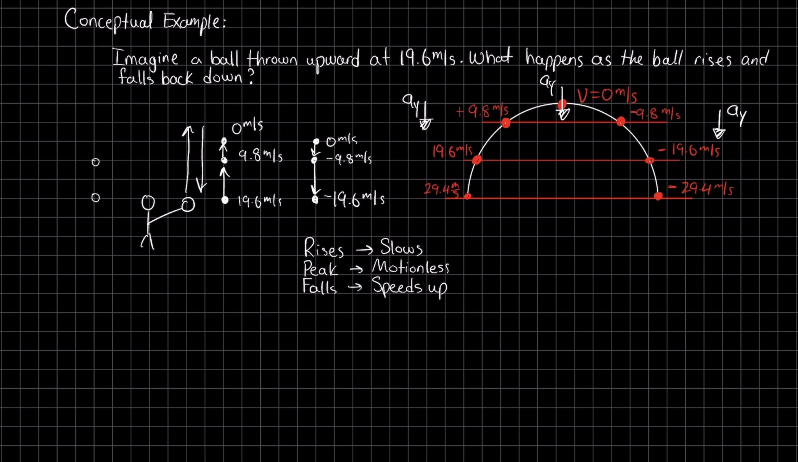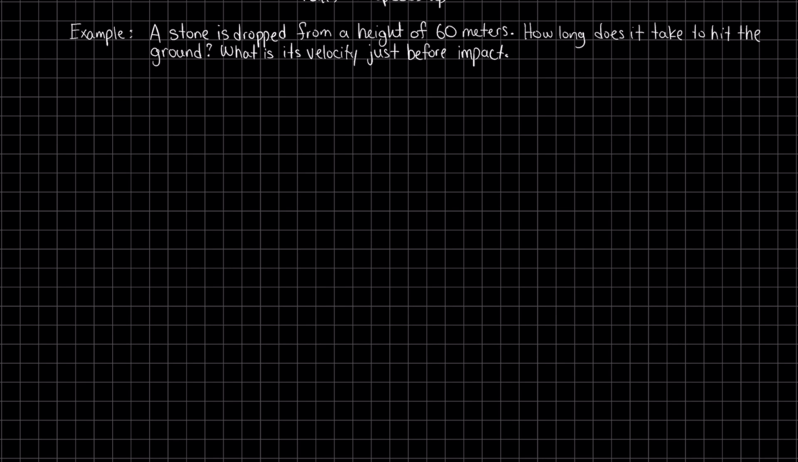Now let's work through a real-world example to apply our equation. Okay, so here's our example, and it says a stone is dropped from a height of 60 meters. How long does it take to hit the ground, and what is its velocity just before impact? Now, as we mentioned in the previous video, it would be best to draw a picture so that we understand what's going on in this example. So my step one, I'm going to draw my picture.